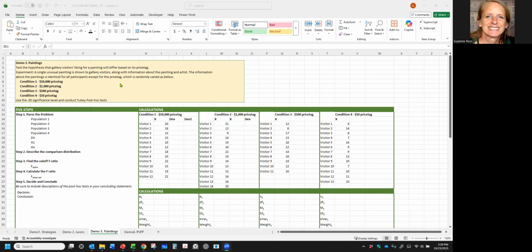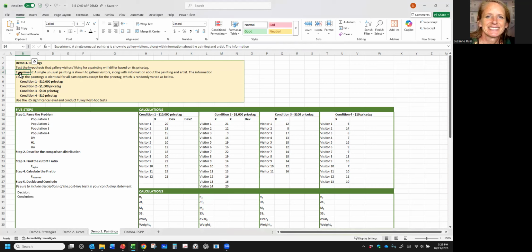We're now going to have an example of a one-way ANOVA using Tukey's Post Hoc tests done in Excel. The example is this. We're testing the hypothesis that gallery visitors' liking for a painting will differ based on its price tag. This theorist is thinking that, oh, if they see a really high price tag on it, they might decide it's a higher quality painting and feel like they like it better.